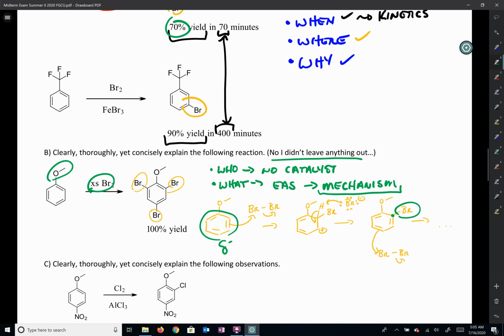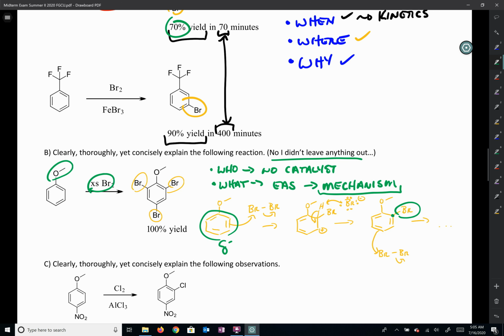Now, in this case, we don't have direct kinetic information, but it could be a good argument to describe what we were just talking about. What happens, and how does each of these bromines get added? The stepwise addition: each one gets added one at a time. We could probably say that the para gets added first and then the two orthos, and that'd be just fine, okay? The where and the why, right?